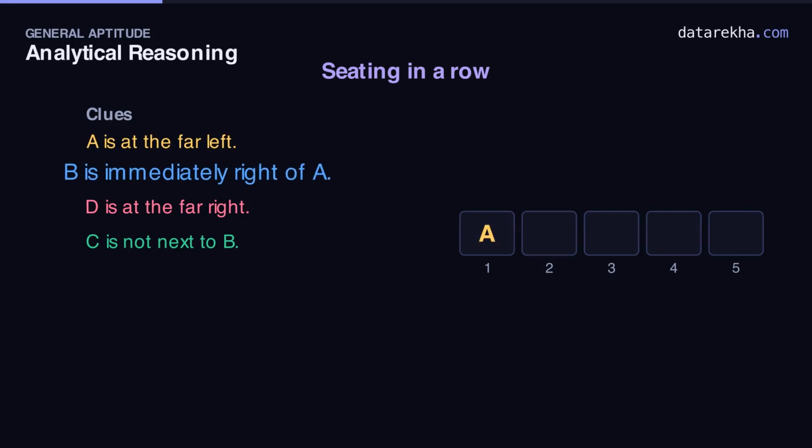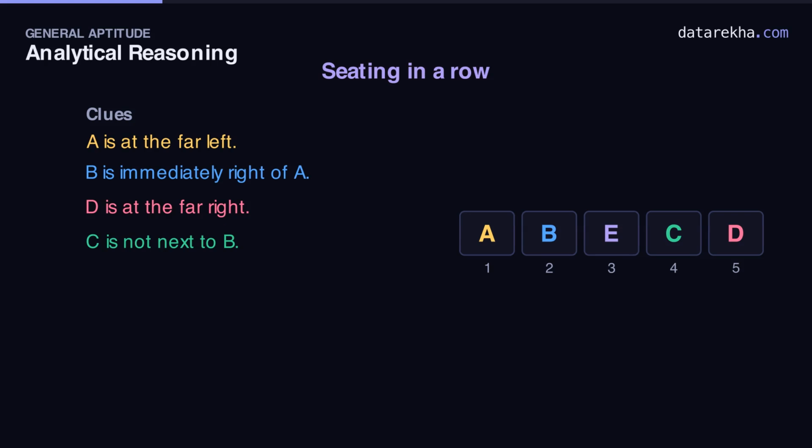Plant the certain clues first. A takes seat 1, far left. B, right of it, takes seat 2. And D drops onto seat 5, far right. 2 seats left, 3 and 4, for C and E.